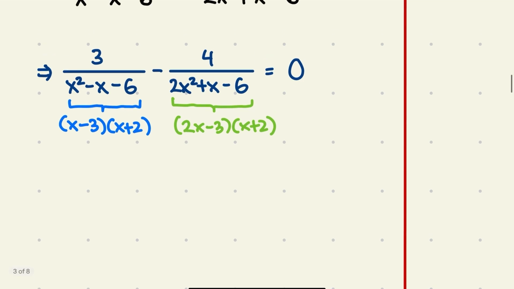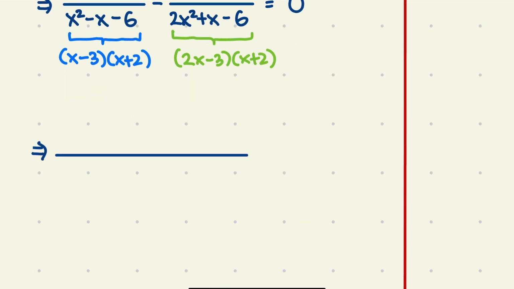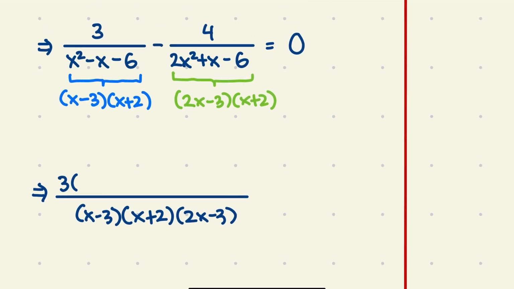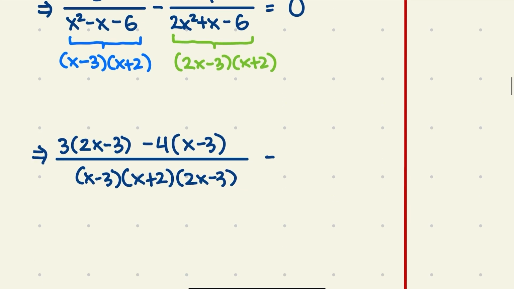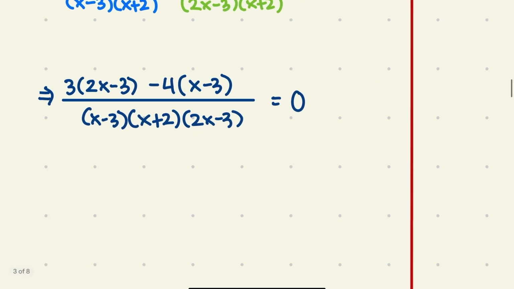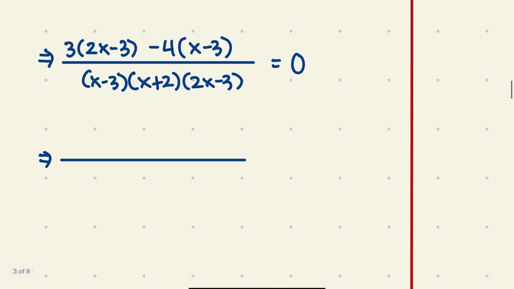And then why did we do that? Well, take note that to combine these two, all we need to multiply in the first one is just 2x minus 3. And then in the next one, all we need to multiply is x minus 3. Right? Because by doing that, we'll be left with this denominator. So we'll just be left with x minus 3, x plus 2, 2x minus 3. And again, this first one will become 3 times 2x minus 3 minus 4 times x minus 3. So this simplifies things, and then let's just simplify the numerator. So the denominator will have x minus 3, x plus 2, 2x minus 3.